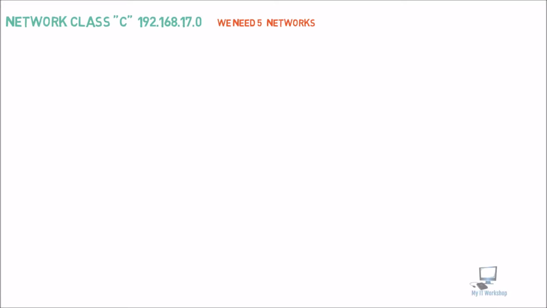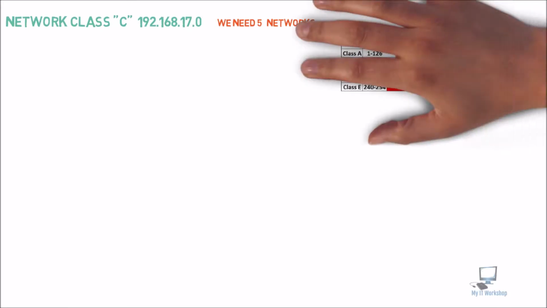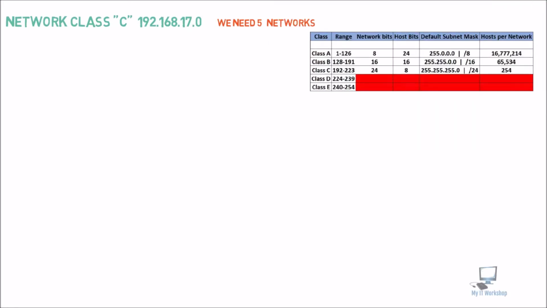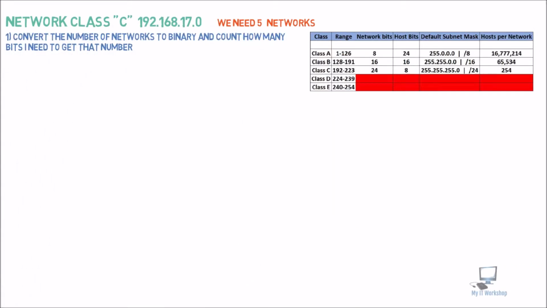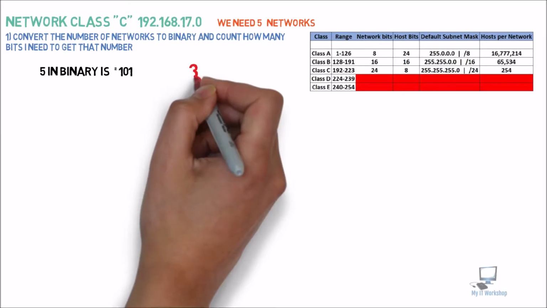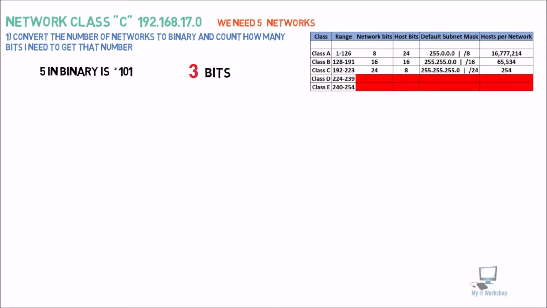Like we have been doing recently, we're going to use our graphic, which is going to help us identify the classes A, B, or C, and the default network mask, host, and all that. So the first step, as always, we are going to convert the number of networks, not hosts, to binary, and see how many bits we need. So 5 in binary is going to be equal to 101. So 3 bits. We need 3 bits to reserve for the network portion this time.